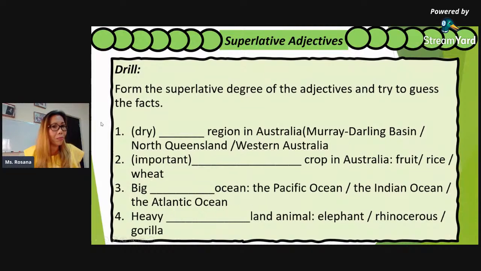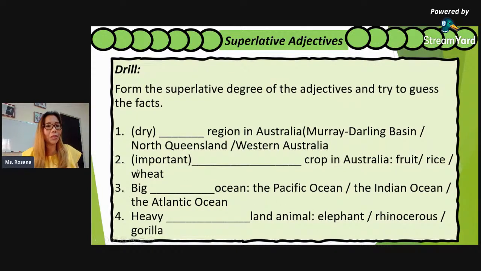Now here, you're going to form the superlative degree of adjective and then also guess the facts presented here. For example, dry. What is the superlative degree of dry? You form it fast and then guess what is the correct answer. So what is the driest region in Australia? Is it Murray-Darling Basin, North Queensland, or Western Australia? Okay. Underline or write down the answer.